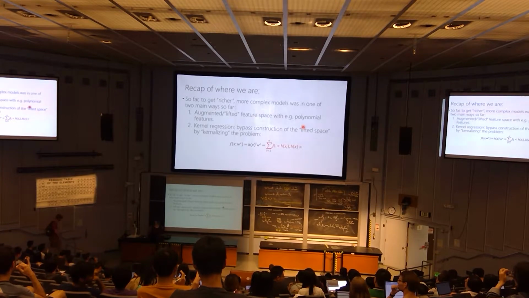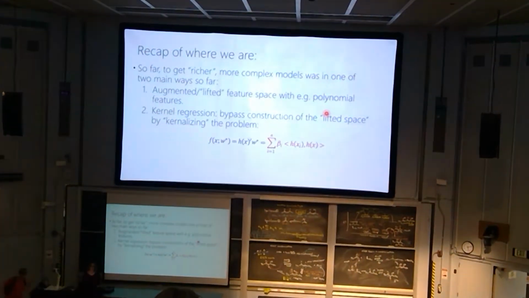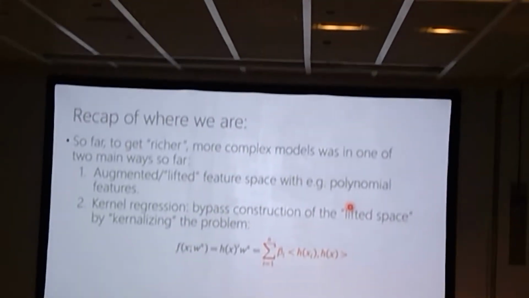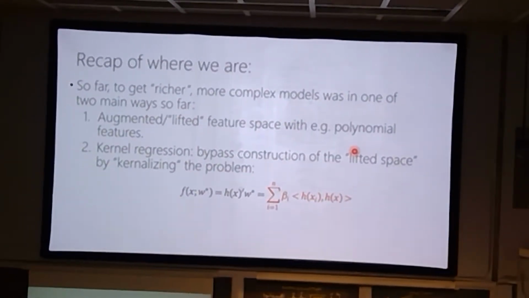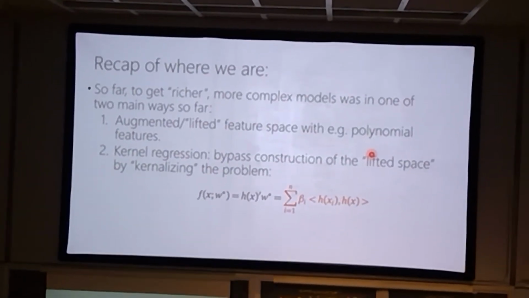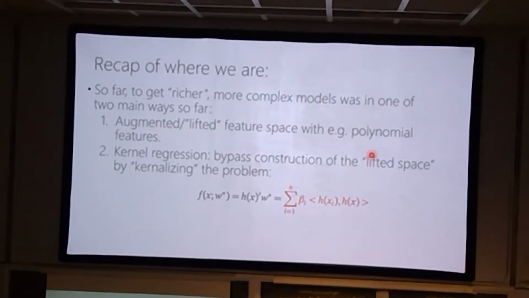Okay, so we have seen how to get richer models so far for regression, right? We started off with just having features X, but then we pretty quickly saw that you could construct things like polynomial features. And then you still had a linear model, but you could represent more complicated things because you'd augmented or lifted this feature space in some pre-specified way, right? So you had to know how you were going to do it.